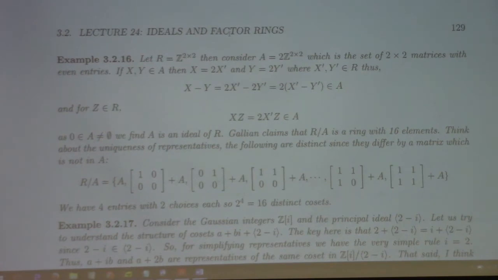Anyway, getting to the point here, these are the representatives of the factor group. You've got A, which is serving as 0. You've got this guy, that guy, that guy.